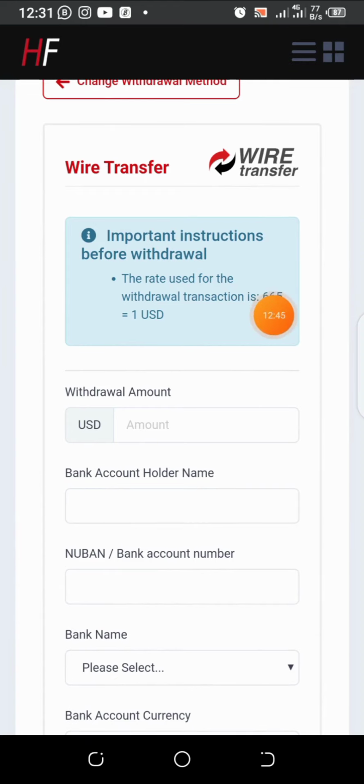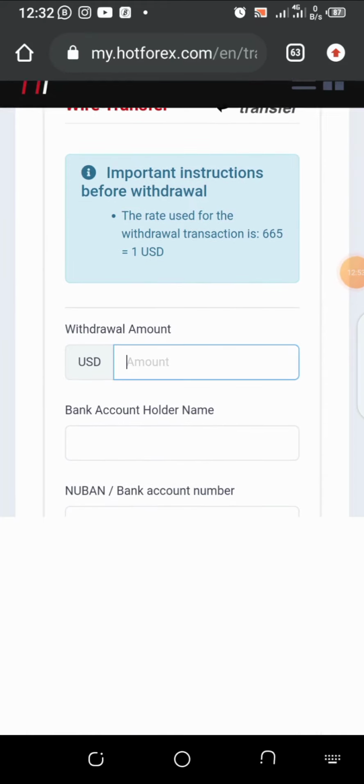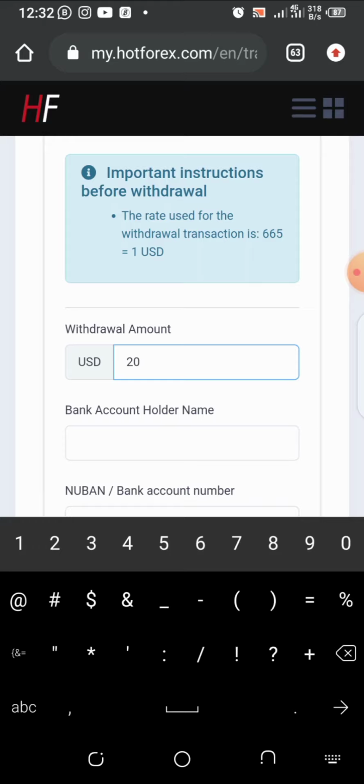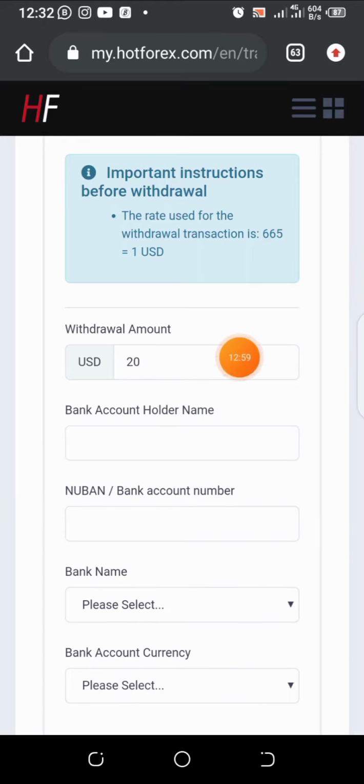So you can see your exchange rate here. They said the exchange rate is 665. That's why, if you're in Nigeria, don't blow account. If you blow account, you will be paying high. So I want to click on the full $20, guys.